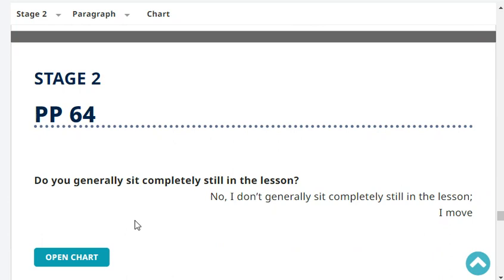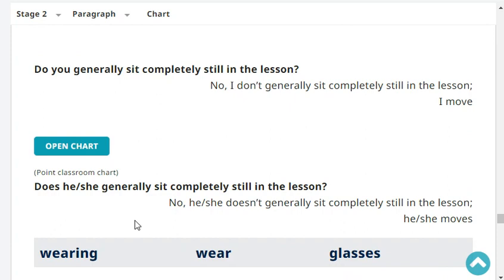Do you generally sit completely still in the lesson? No, I don't generally sit completely still in the lesson. I move. Very good. Does she generally sit completely still in the lesson? Yes or no? No, she doesn't generally sit completely still in the lesson. She moves. Very good.